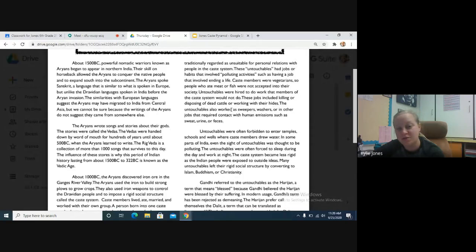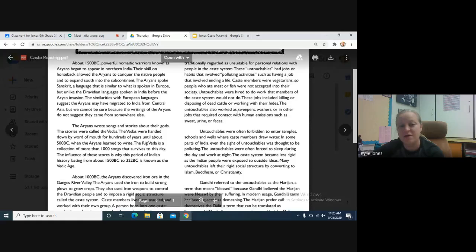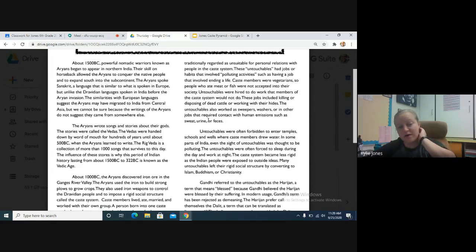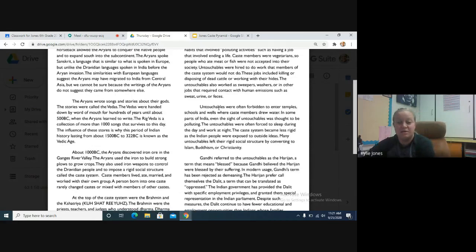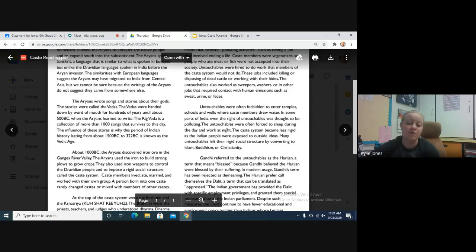The untouchables also worked as sweepers, washers, or in other jobs that required contact with human emissions, such as sweat, urine, or feces. So again, they're doing the jobs that nobody else wants to do. They're forced to do it. Untouchables were often forbidden to enter temples, schools, and wells where caste members drew water. In some parts of India, even the sight of the untouchables was thought to be polluting. The untouchables were often forced to sleep during the day and work at night.